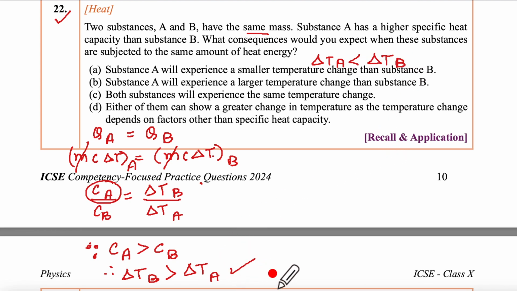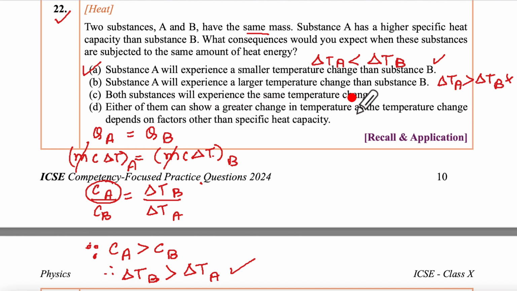Isn't this the same thing? So the correct option is this. But let us go through the other options also. Substance A will experience a larger temperature change. That means they are saying delta T of A is greater than delta T of B. This is not correct because delta T of B is greater means delta T of A is less. So this is wrong. This is correct.